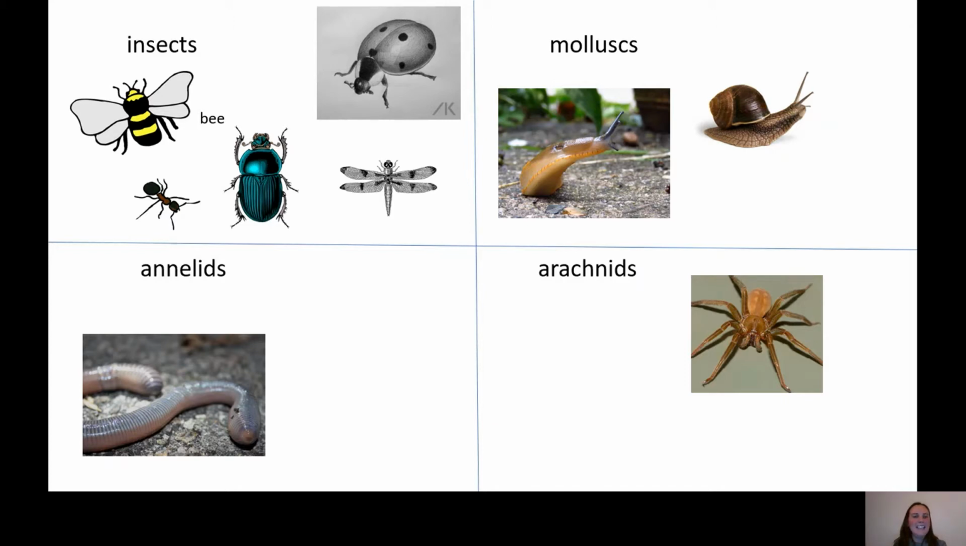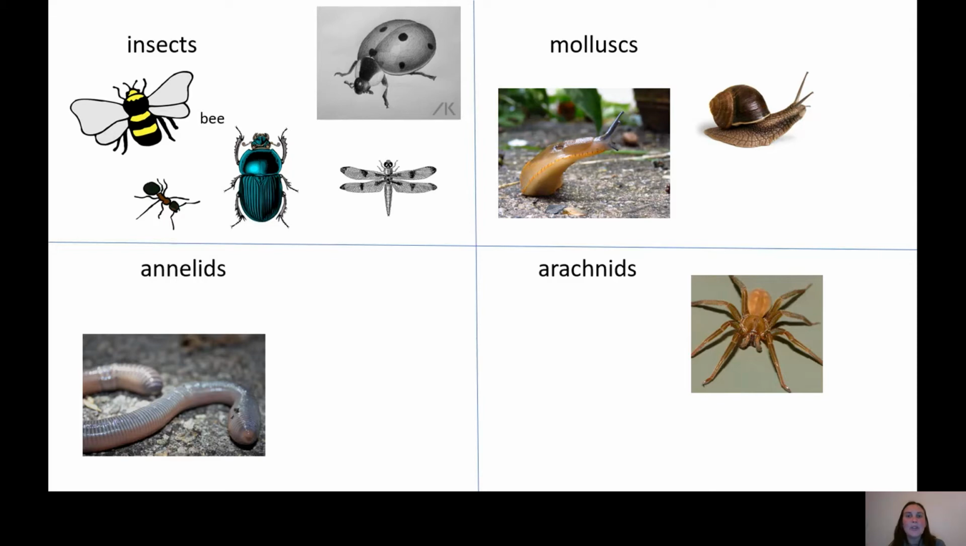Well done, Year 2. So you might have said that they have antennae. You might have said that they have 6 legs. You might have said they had 3 body parts, and some of them have wings. Remember, not all of them. So, for example, the ant in the picture there doesn't have any wings, but is still an insect.